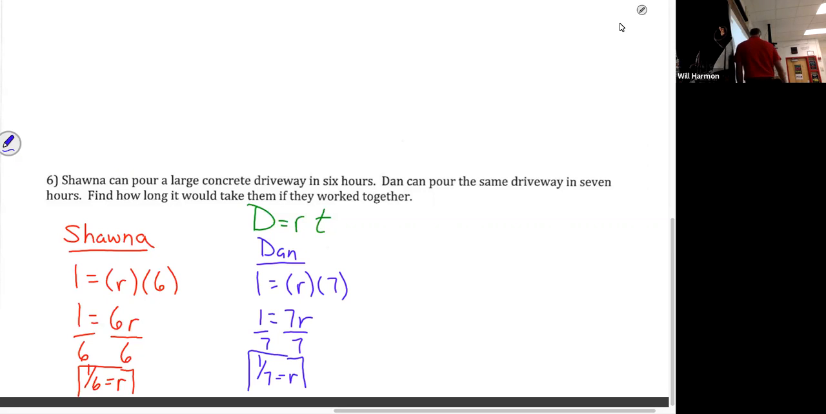All right, here's the thing. Watch this. Ready? Now, if they work together, we have one driveway, and they're both working together. Shauna works at a rate of 1/6. Dan works at a rate of 1/7. And we're looking at how long would it take them. Now, what's 1/6 plus 1/7 there, Louis?